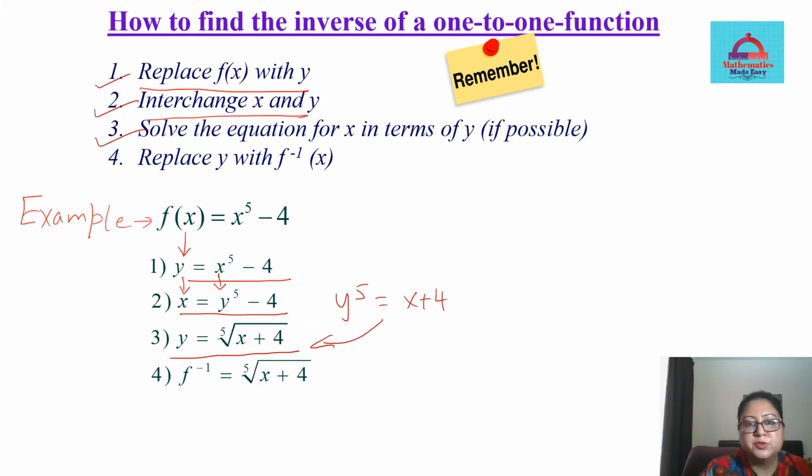Last but not the least, to get your f inverse of x, you finally replace your y with f inverse of x. That gives you the final step, the final answer to your question. And yes, we have found the inverse of f(x) equals x to the power 5 minus 4, and that has come out to be equal to the fifth root of x plus 4. So that completes the method, and I hope you have understood how you need to apply these 4 steps to solve any question based on the inverse of a one-to-one function.